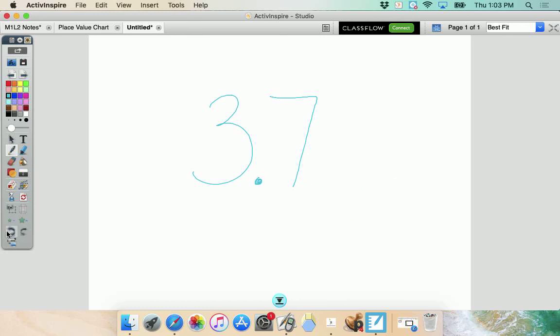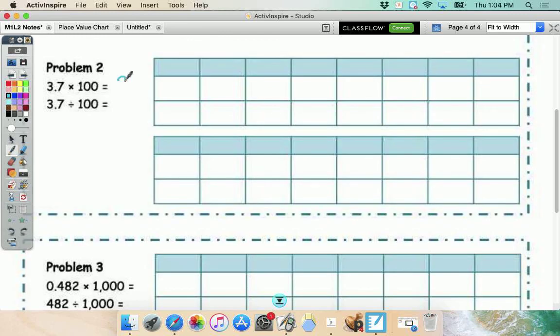Oops, I forgot my arrow. 1, 2. Place my decimal. I've got an empty space. 0. Very good. Can we do that? Yep. I don't think you need me anymore, do you? You're doing pretty well. So when I write this answer, Ivan, do I need the decimal? No. It's just 370. Can you see, Ivan? Okay, all right.